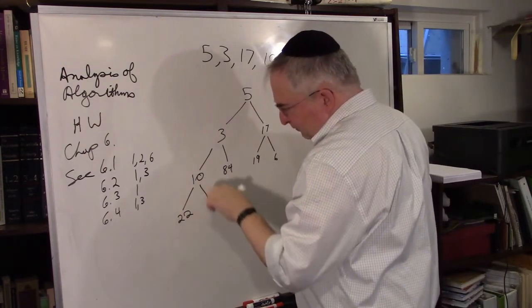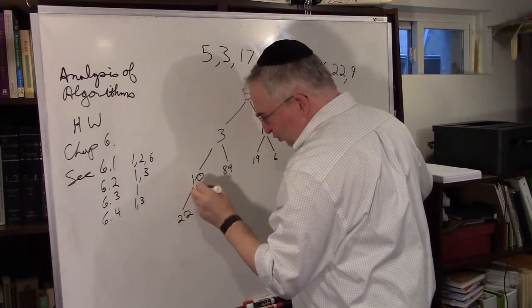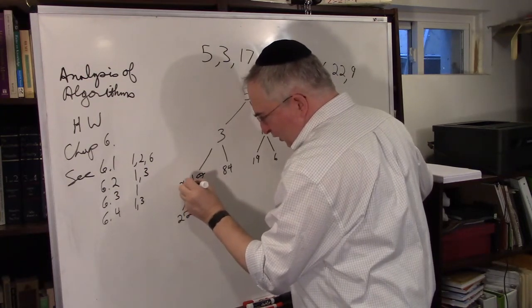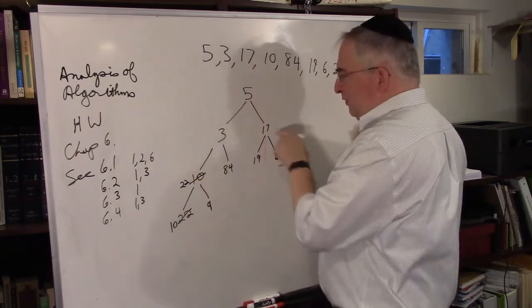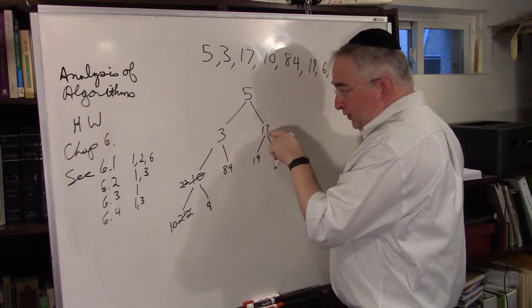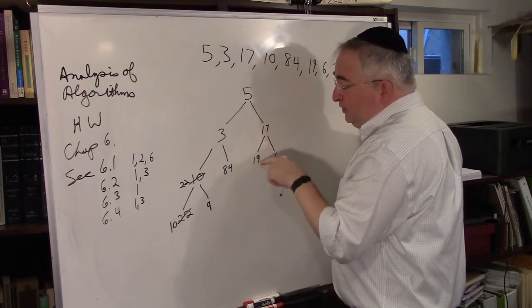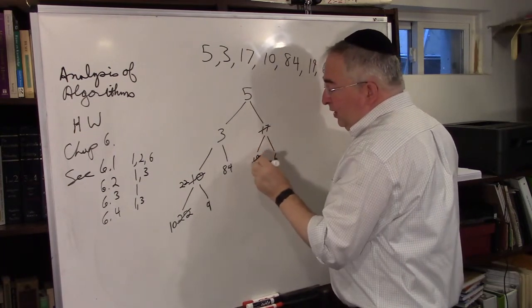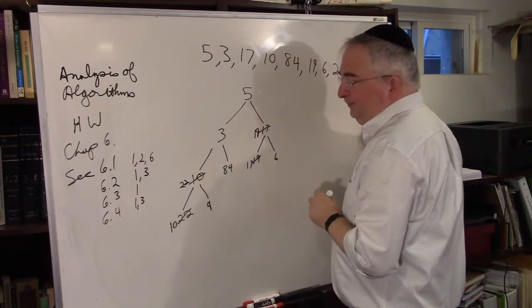Okay, the maximum of these 3 is 22, so we're going to swap that. So this becomes 22 and this becomes 10. Okay, that takes care of that. Now we're going to go here. We're heapifying from here. The maximum of these 3 is 19. So this becomes 19. This becomes 17.